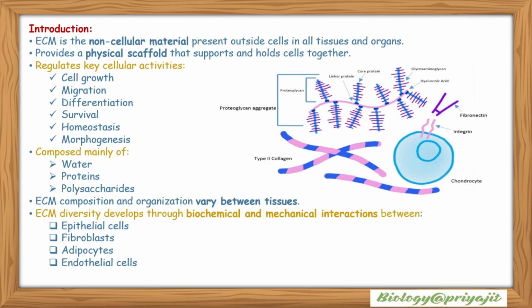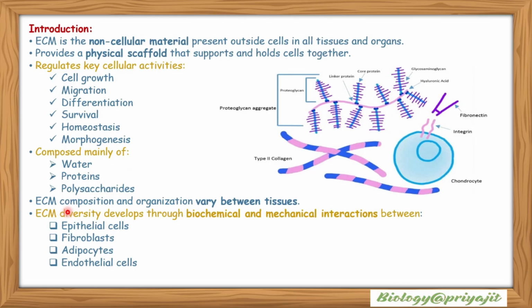ECM regulates key cellular activities like cell growth, cellular migration which occurs during cancer, cellular differentiation which occurs during embryogenesis, the survival process of the cell, homeostasis or making the cell in equilibrium condition, morphogenesis, etc. And this ECM is composed mainly of water, proteins and polysaccharides.